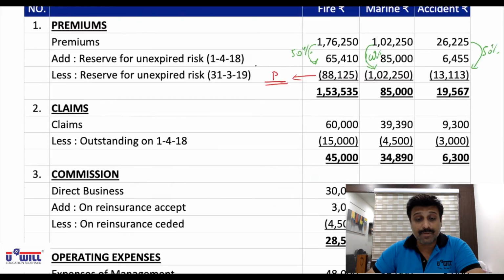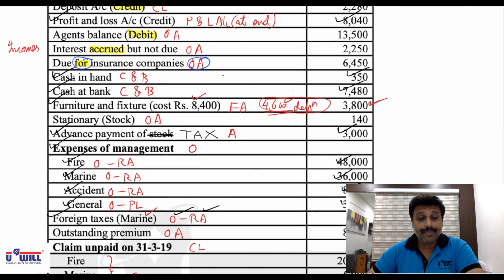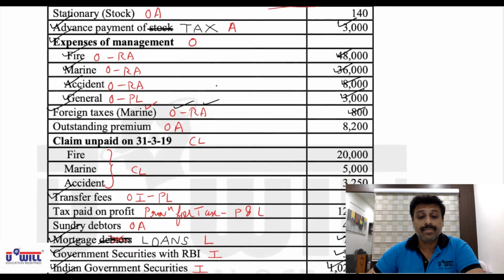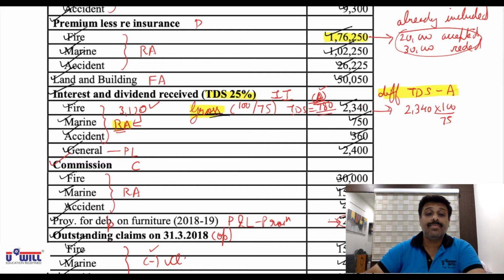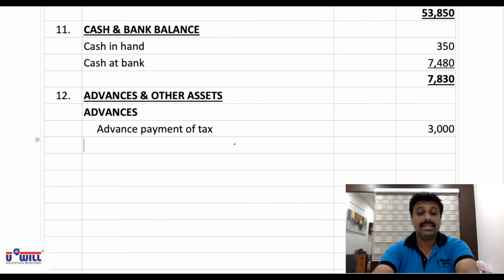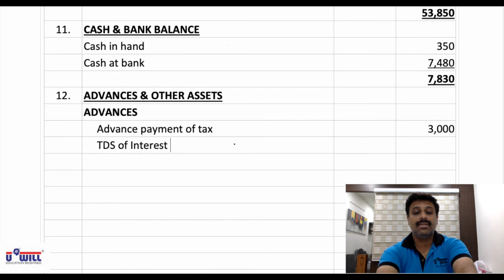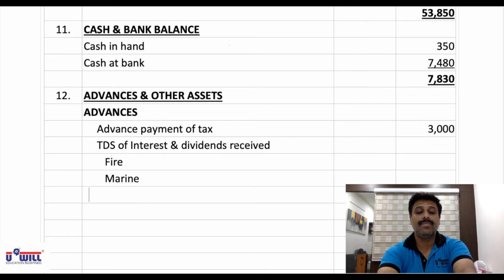Then after advance payment of tax, what other item is marked as A? This one, TDS amounts. TDS amounts are there which are marked as A. As we discussed, the difference amounts would be shown in other assets. TDS of interest and dividends received: we have it separately for fire, separately for marine, and separately for accident. Difference amounts are to be taken.